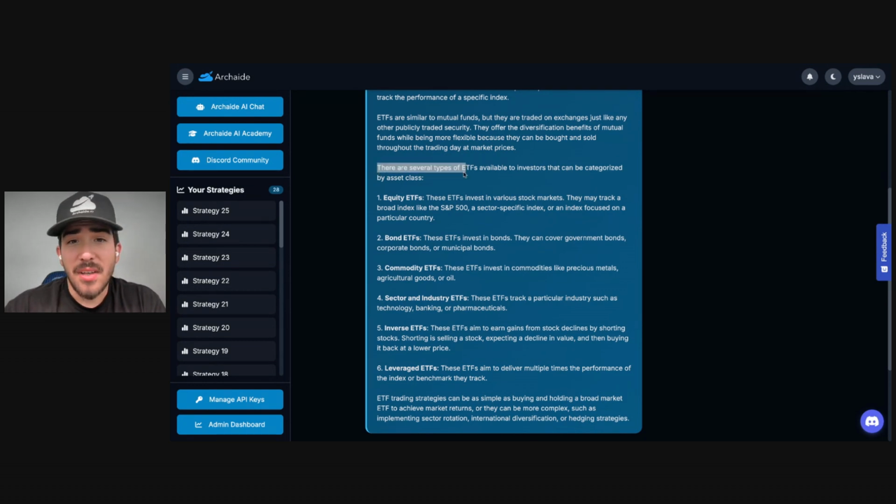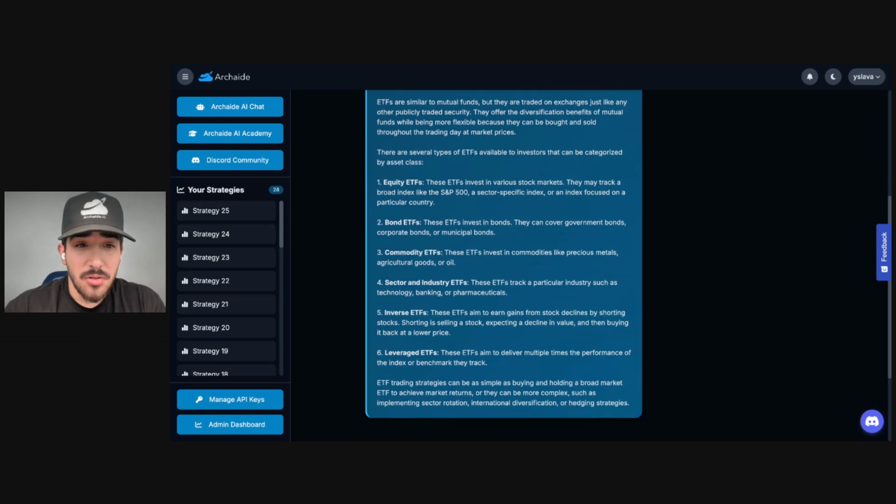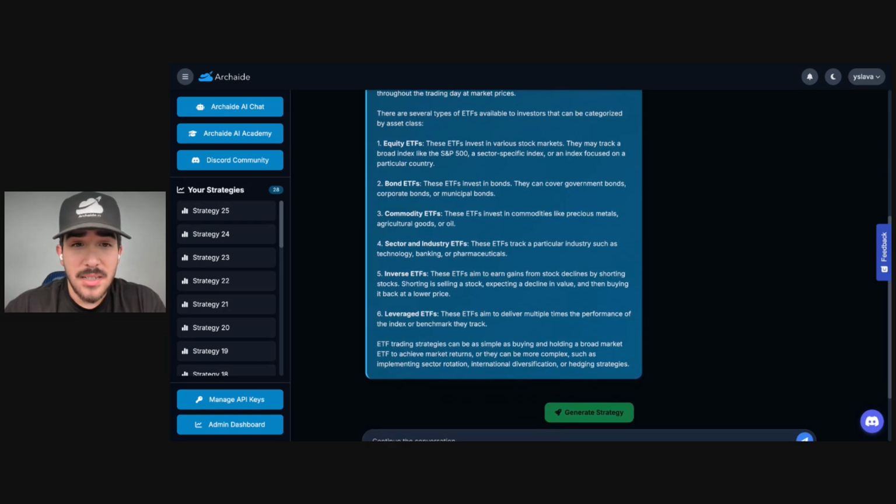There are several types of ETFs available to investors that can be categorized by asset class. Equity ETFs. These ETFs invest in various stock markets. They may track a broad index like the S&P 500, a sector-specific index, or an index focused on a particular country. Bond ETFs. These ETFs invest in bonds. They can cover government bonds, corporate bonds, or municipal bonds. Commodity ETFs. These ETFs invest in commodities like precious metals, agricultural goods, or oil.